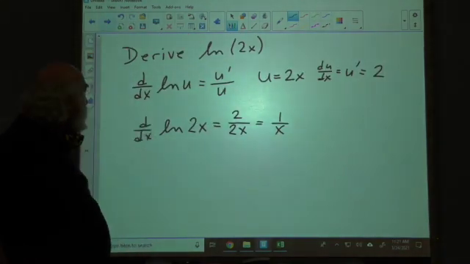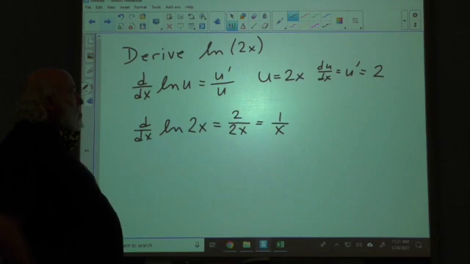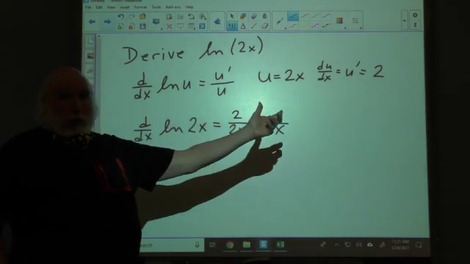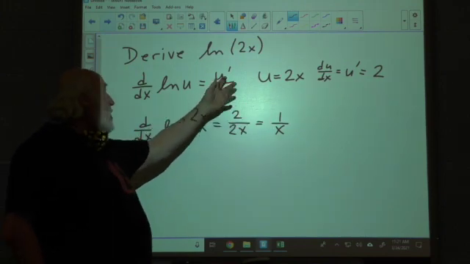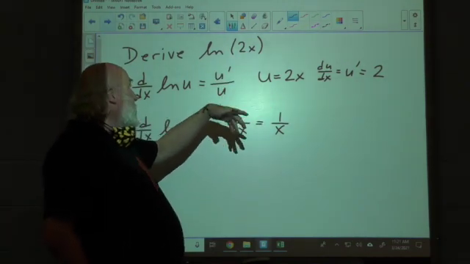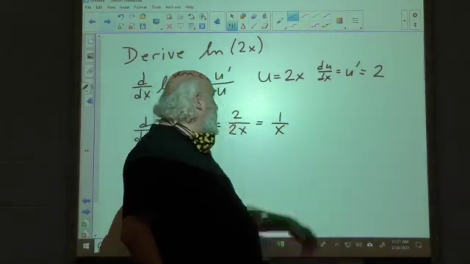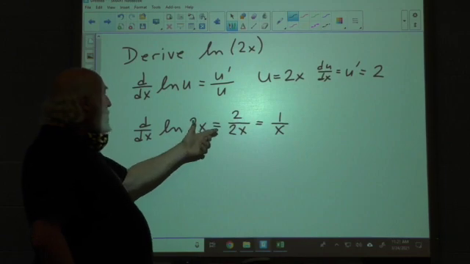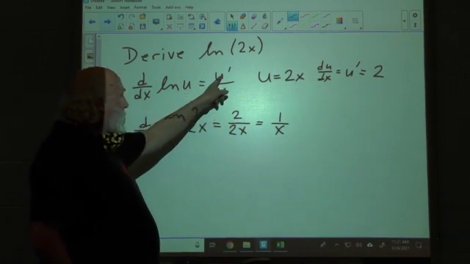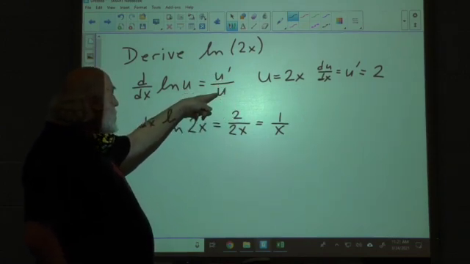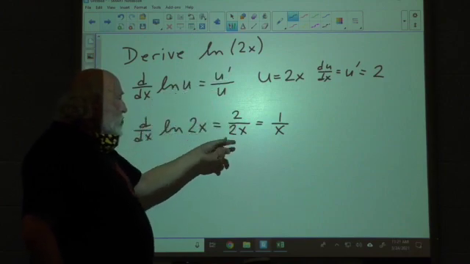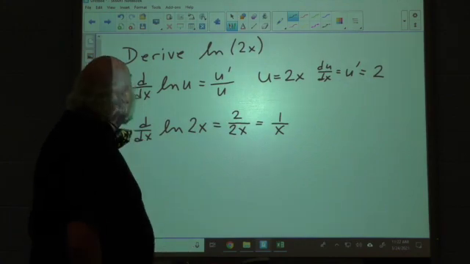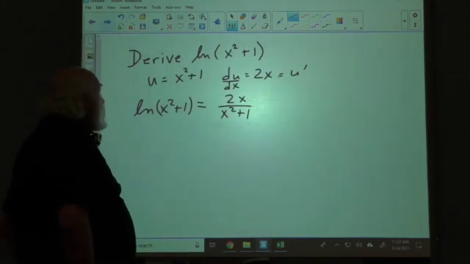Start off with the first one. It says derive the natural log of 2x. So we need to find out what u and u prime are. Well, u is going to be 2x, and the derivative of 2x is 2. So the derivative of the natural log of 2x is going to be that derivative of u, 2, over the value of u, which is 2x. The 2's cancel out, so it's 1 over x. Yeah, it's that simple. All right, do another one.